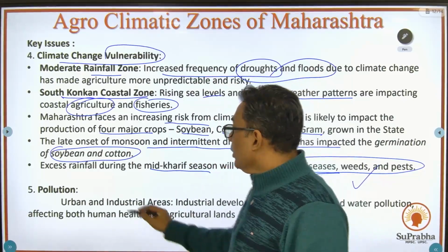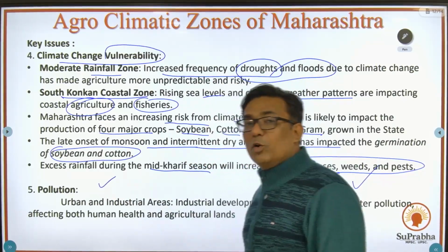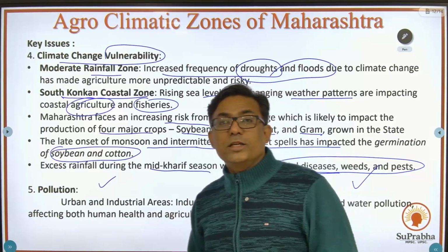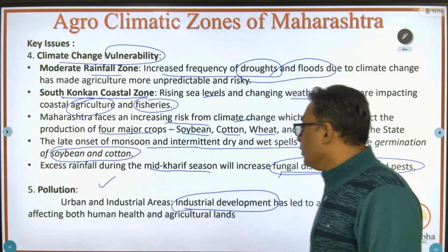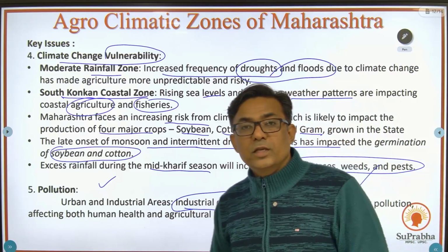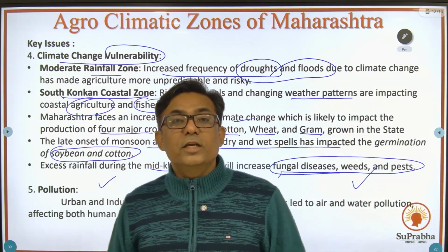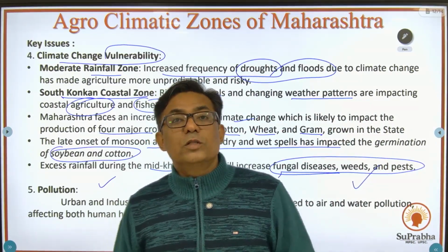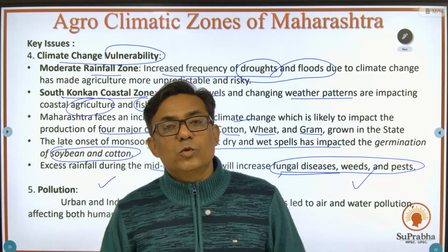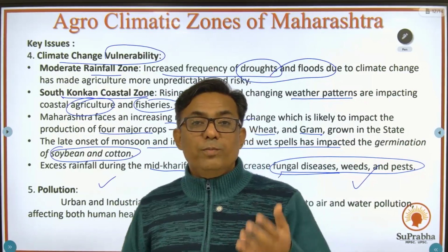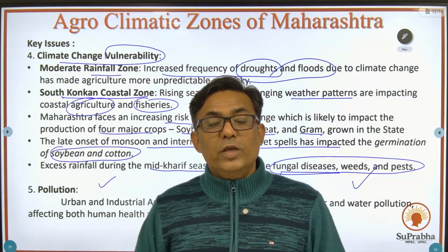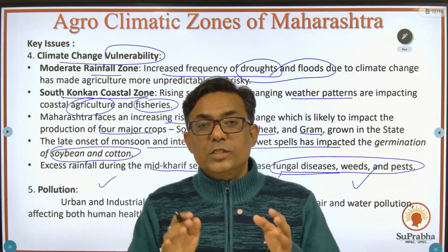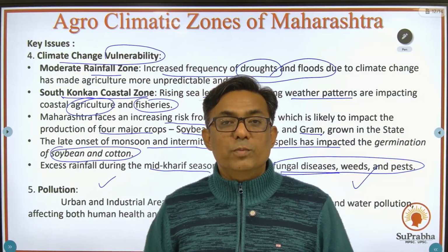And lastly, pollution. Obviously, those agriculture areas which are near urban areas face a lot of pollution because of industrial development, and the productivity of agriculture lands suffers. So this is about the 9 agroclimatic zones of Maharashtra, which definitely you might get a question on in MPSC Mains 2025. Okay, since the syllabus is same as UPSC, but still MPSC is going to focus on Maharashtra.